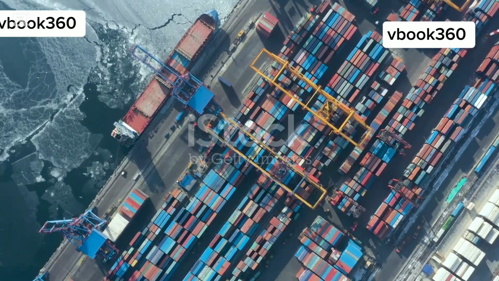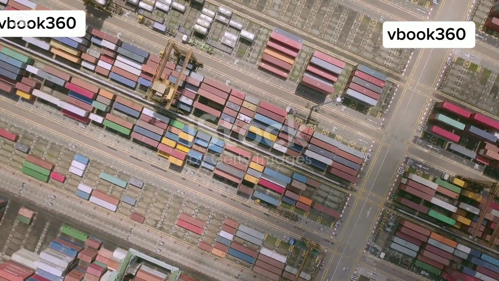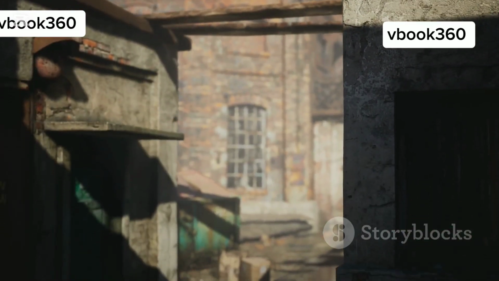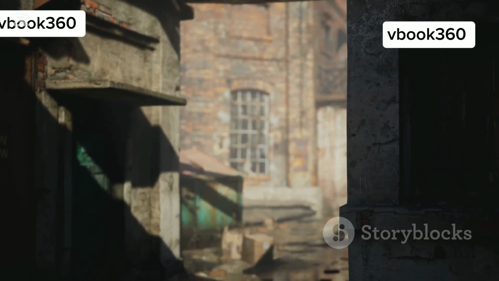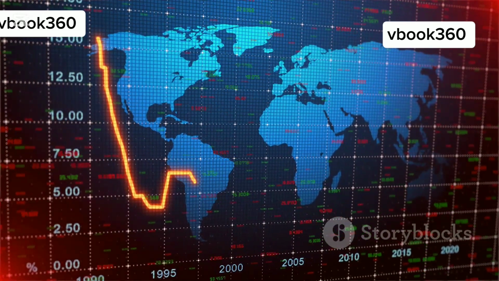The United States has run a trade deficit for decades. This means that we import more goods than we export. In 1995, the trade deficit was $100 billion. By 2024, it had ballooned to $918 billion.